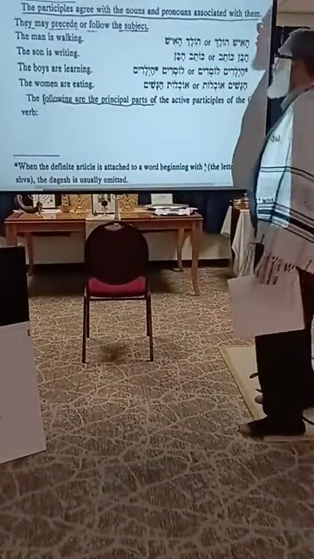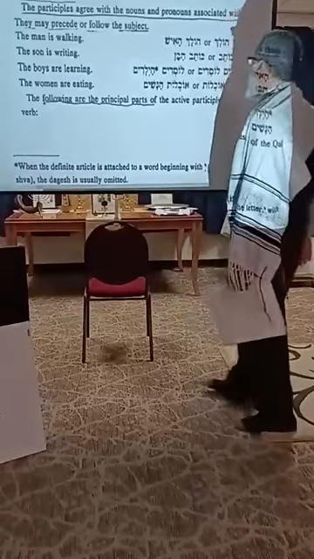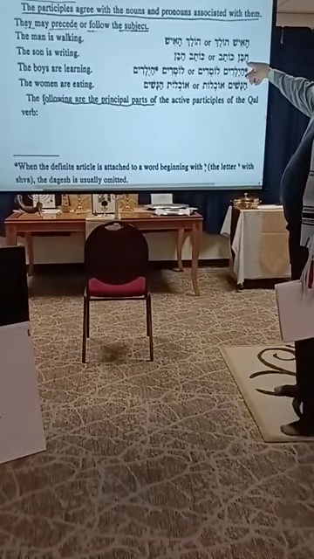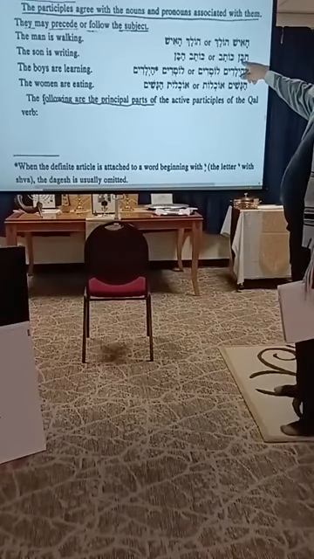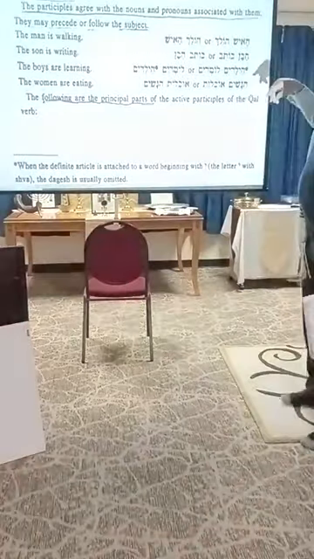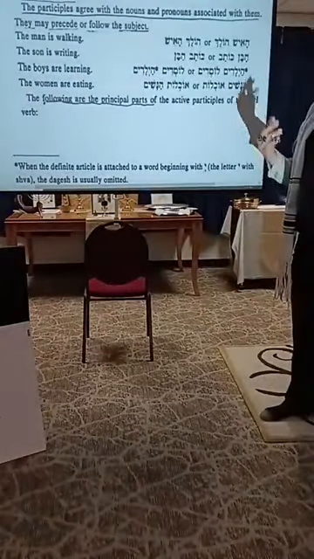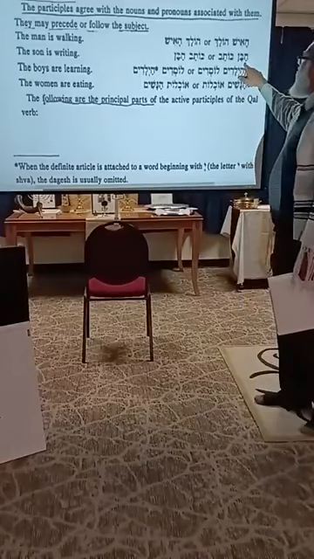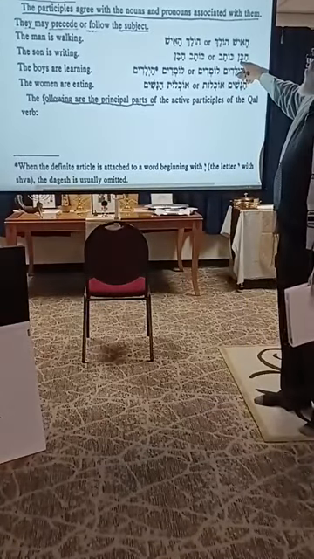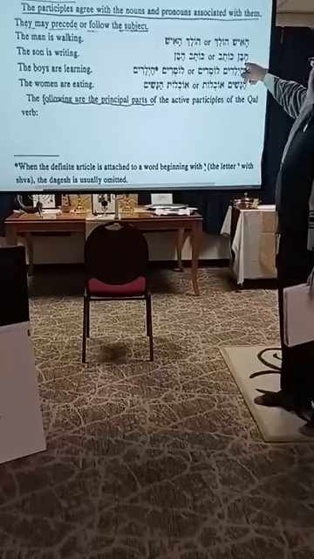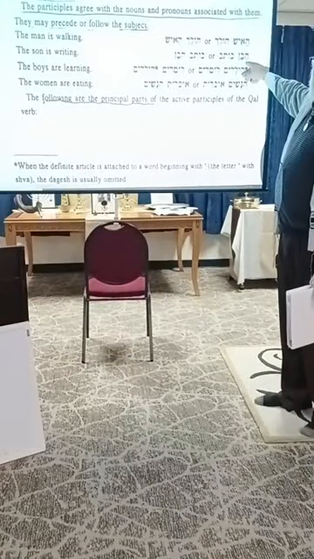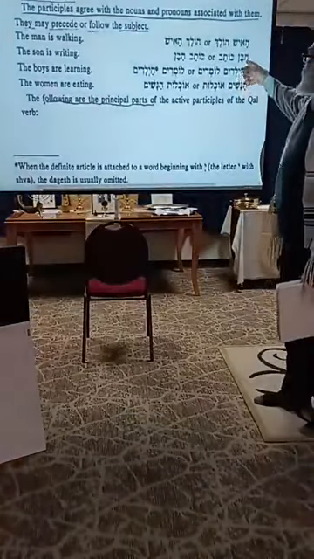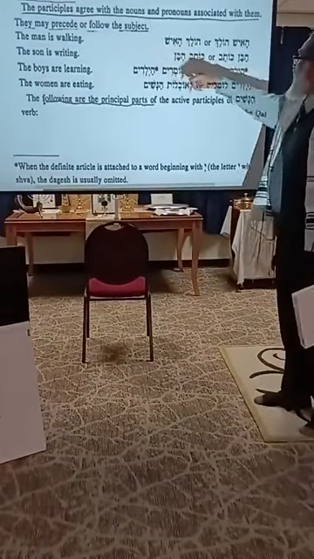Okay? So here we have the son is riding. So here we go. This word right here, we have the hey, and then we have the bet and the nun. Bet and the nun together, ben, is the word for son. Hey comes before the word ben. What does it mean when you put the hey before the word? The son.